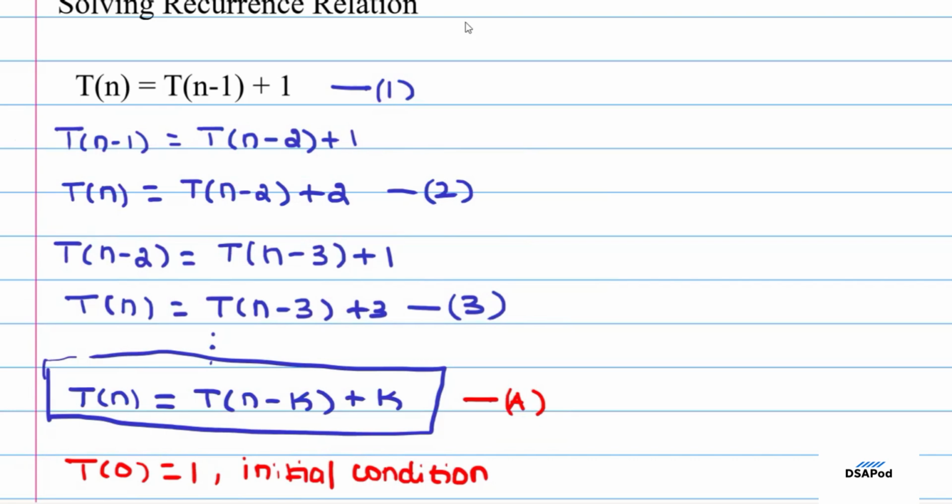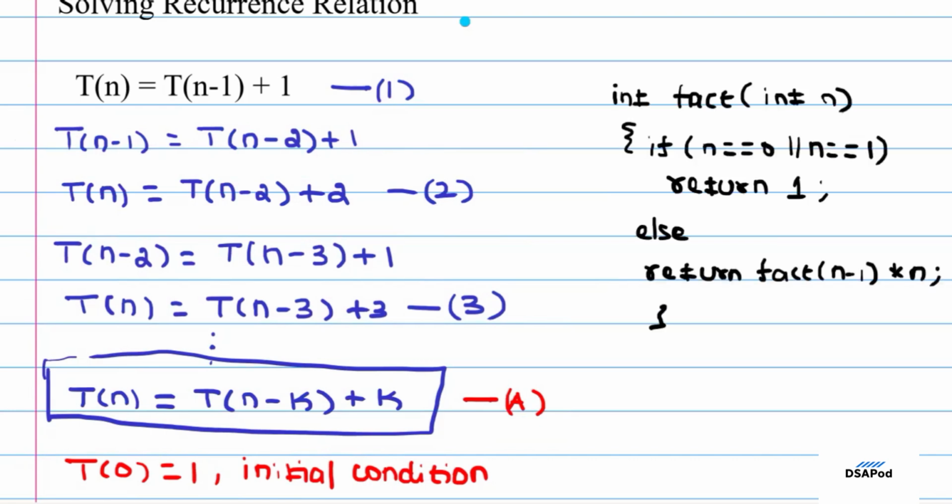The given recurrence relation corresponds to finding factorial of a number using recursion. So here we see if the value of n equal to 0 or n equal to 1, it will return 1. So this is what we have taken as the initial condition. Here we are having two initial conditions, that is n can be 0 or 1. We are taking the least value. That's what we are saying, t of 0 is equal to 1 as the initial condition.